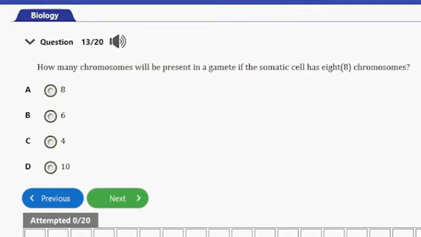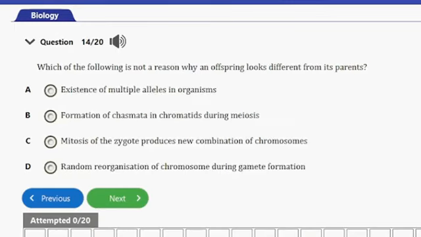So let's consider the next question. Question number 13 here. It says, how many chromosomes will be present in a gamete if the somatic cell has 8 chromosomes? So guys, obviously that's half the number of chromosomes in the somatic cell. And without having to go through the options here, option C is the correct answer to this question. And that's 4.